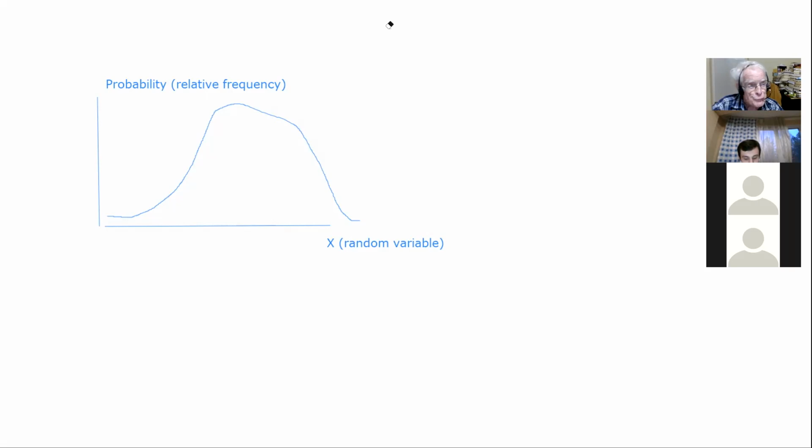Now, let's take an extreme situation. Since our probability is cumulative, we will add the probability as we are moving from the left over to the right. So, for example, here is x3.